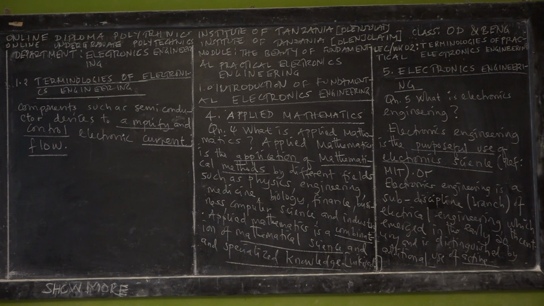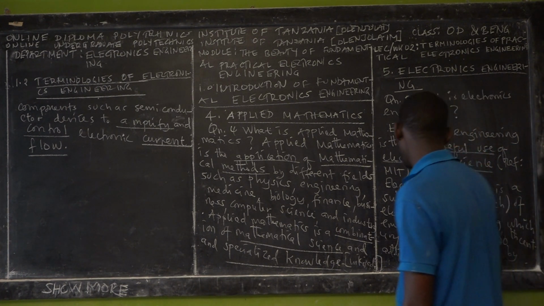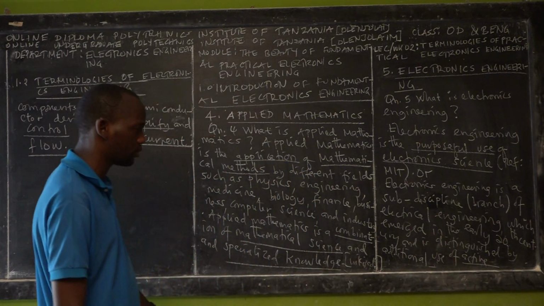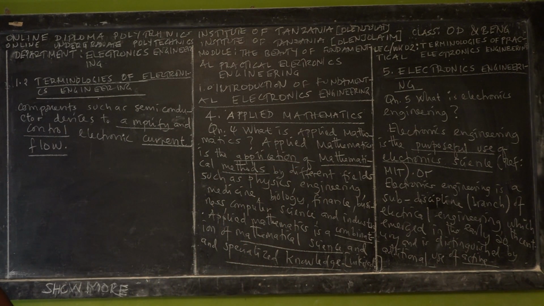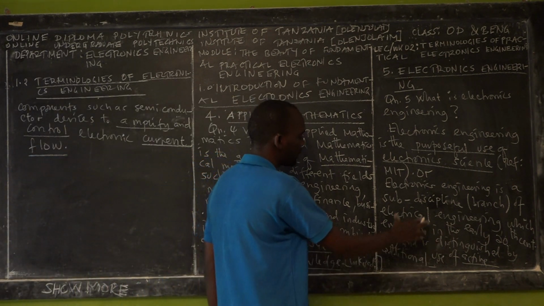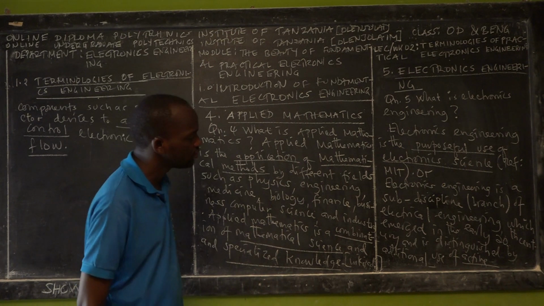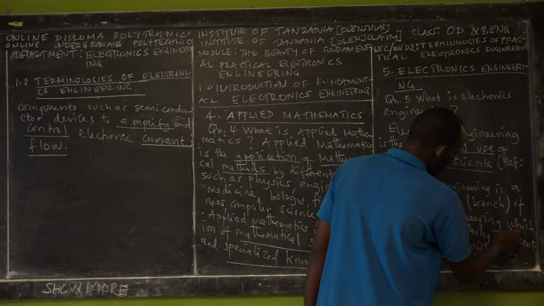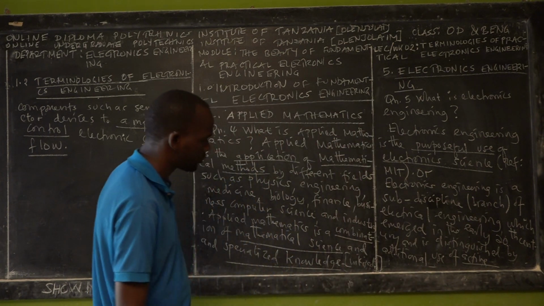It is a branch of electrical engineering which emerged in the early 20th century and is distinguished by the additional use of active components such as semiconductor devices to amplify and control electric current flow. So simply, this is one of the branches of what? Electrical engineering. In electrical engineering you have biomedical engineering, mechatronics engineering, renewable energy engineering, right? All of them are branches of electrical engineering, which emerged in the early 20th century. So this is modern physics in terms of electronic science.